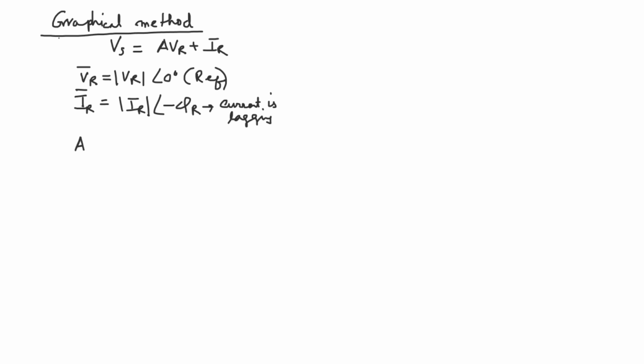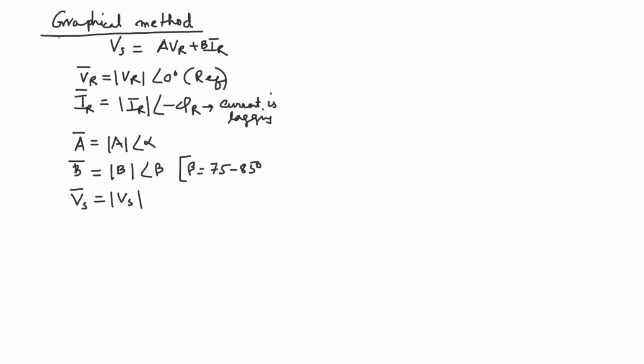What is A? It should be A magnitude and it contributes an angle alpha. What is B? Sorry, I have made a mistake. It should be B into IR. So it should be B magnitude at an angle of beta. The practical value of beta is around 75 to 85 degrees. And what is Vs? It is Vs magnitude at angle delta, which is called the load angle.